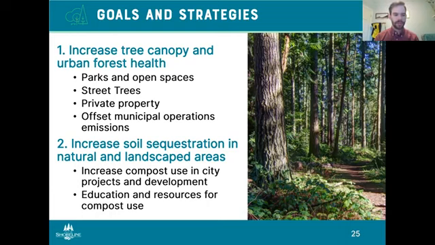And then a couple opportunities to do that in our parks and open spaces, also looking at street trees and getting really focused about that. Also looking at how we can support more trees on private property. And then also, we have a goal of achieving carbon neutral city operations by 2030. So at that point, we will need to begin offsetting our emissions. And so we would like to do that where possible in local ecosystem-based projects. And then the second strategy is really where we can support increased soil sequestration, really through compost usage primarily.